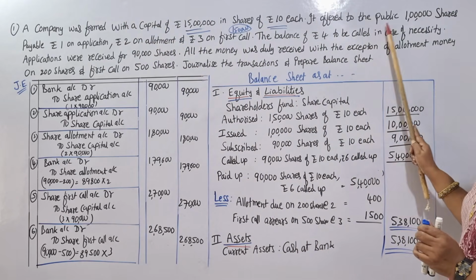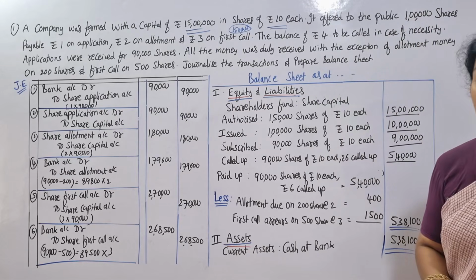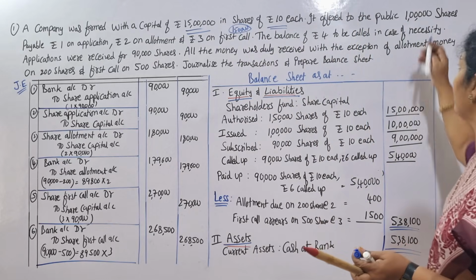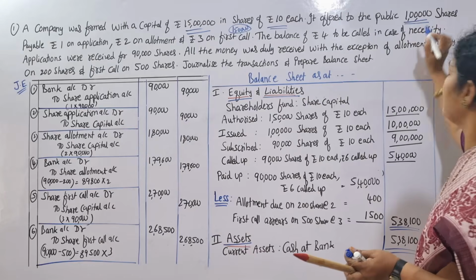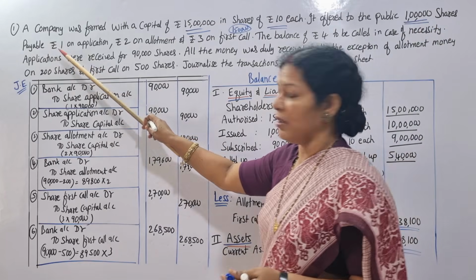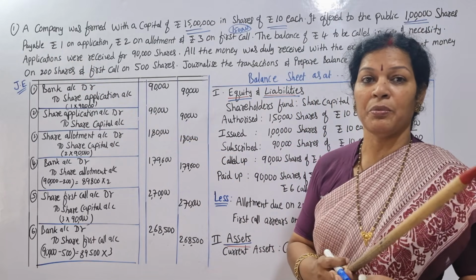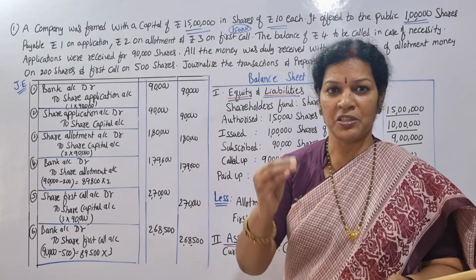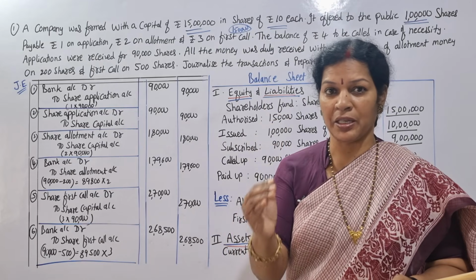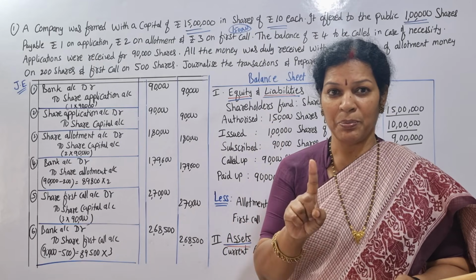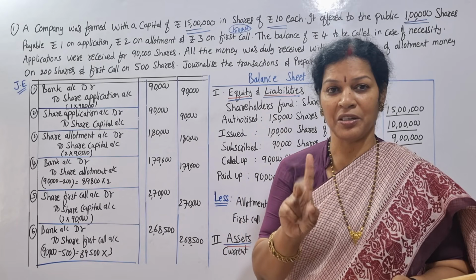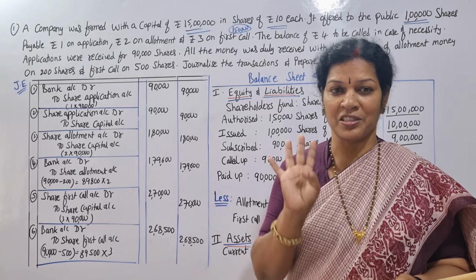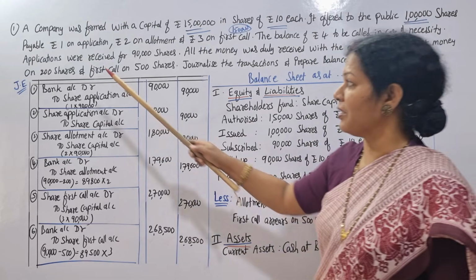It offered to the public 1 lakh shares only. They can offer 1,50,000, but they offered 1 lakh only. How is this 1 lakh payable? As I told you in the last class, shareholders need not pay the amount at a time. They can pay installment-wise: application, allotment, first call, second or final call. Four stages are there, no? So that is what this is saying.